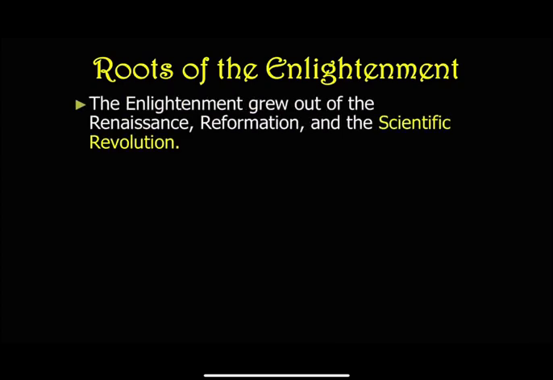So, roots of the Enlightenment. The Enlightenment grew out of the Renaissance, the Reformation, and the Scientific Revolution. These are all ages and times in history that, for one, the Renaissance made people think, we can have new types of art. We can make our society beautiful and better. The Reformation is when they started having more religious freedom and they started reading the Bible. They had this thing called the printing press, which made a lot of Bibles and sent them everywhere. And then more people got to learn how to read, which was super awesome.